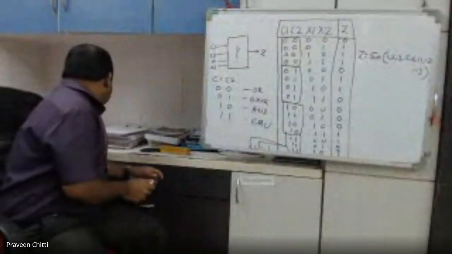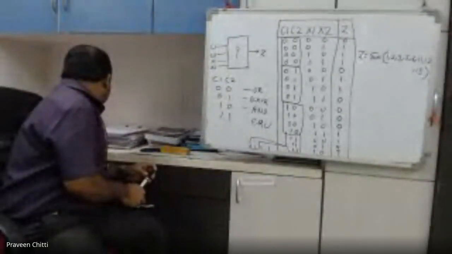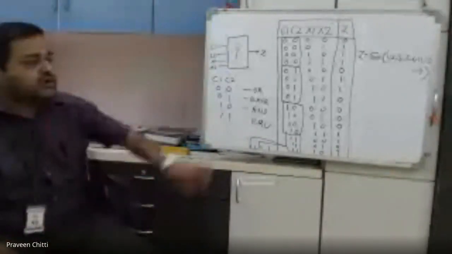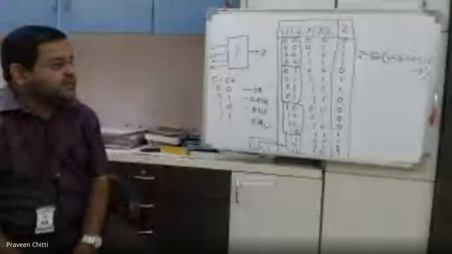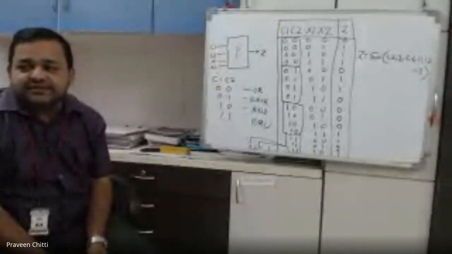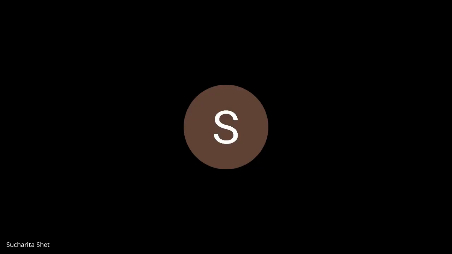Now what you need to do? The problem doesn't end there. What they ask is, write the truth table for Z you have written. Use the K-map to find the minimum AND-OR expression. You got canonical SOP. Now you have to use a K-map. How many variable K-map you have to use? 4 variable K-map.